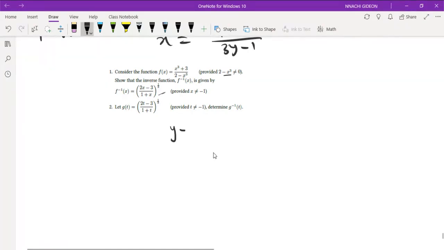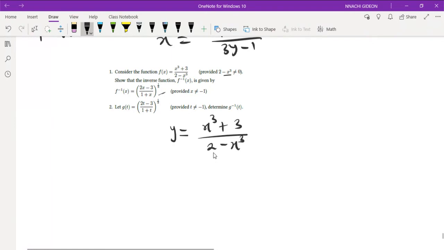Let f of x equal y. So this becomes 2 minus x cubed. This we've solved before. So just try to make x the subject of the formula. This is what we started with, true or false? True. Yes, we have solved this.